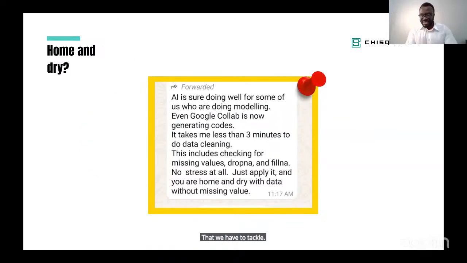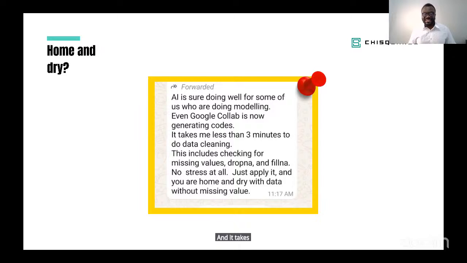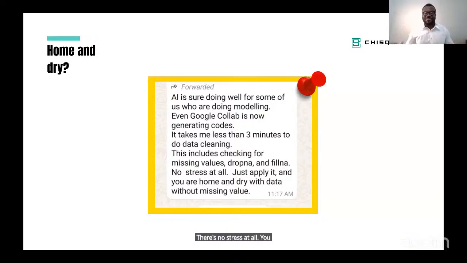So the question then is, how do we tackle it? I saw this message on an academic group, and I was like, oh wow, this is really disturbing, or at least concerning. So the idea here is that, wow, AI is doing very well, and it takes 3 minutes to do data cleaning, checking for missing values, drop NA and fill NA. There's no stress at all. You just click and you are home and dry.